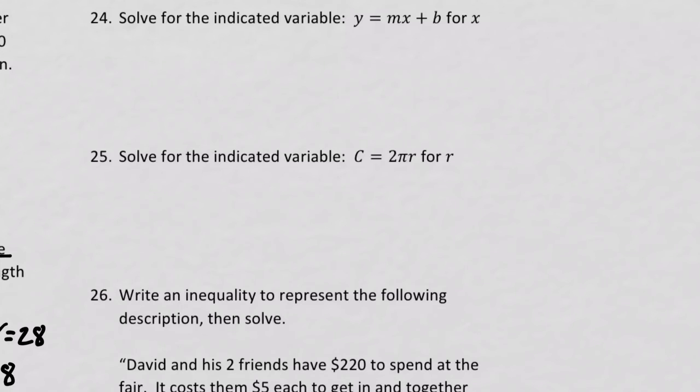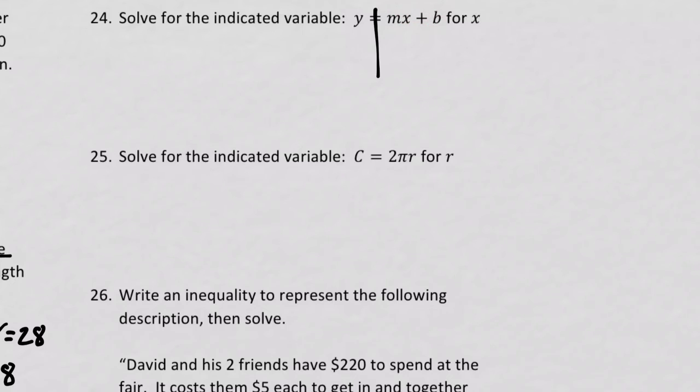Okay, let's continue here with number 24. Solve for the indicated variable. So it's asking us in this equation, which should look familiar to you guys, to solve for x. So if I want to solve for x, that means I need to isolate the x. So what I need to worry about first is the two other variables that are near x. So here's x, and next to it is m, and over here is also b. I need to get rid of both of those to isolate the x.